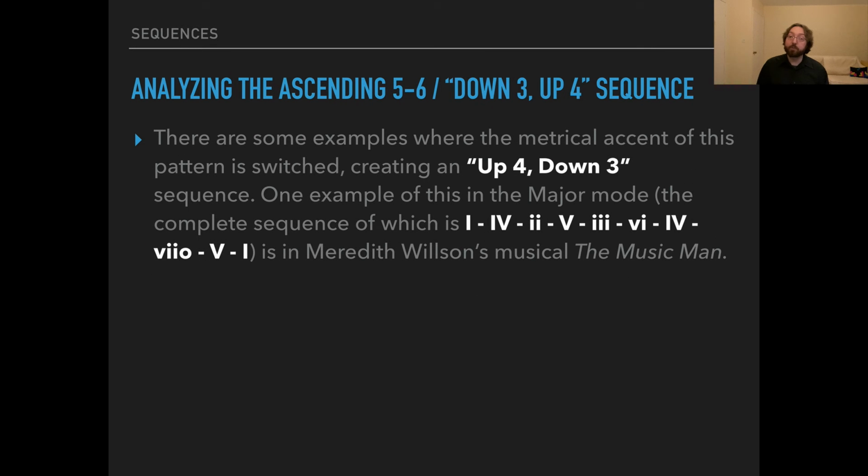There are some examples where the metrical accent of this pattern is switched. That creates an up 4, down 3 sequence. So rather than down 3, up 4, we just switch that patterning in terms of the meter. This sounds like this. 1 going up to 4, going down a third to 2, up a fourth to 5, down a third to 3, up a fourth to 6, down a third to 4, up a fourth to 7 diminished, down a third to 5, and up a fourth to 1.